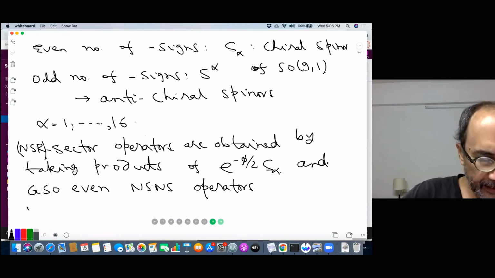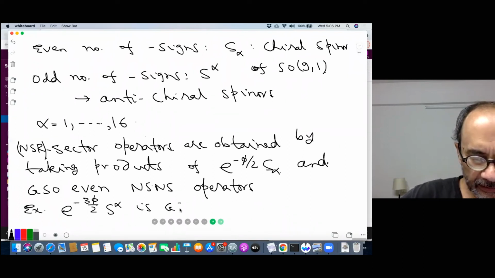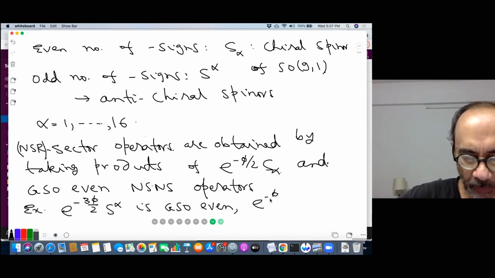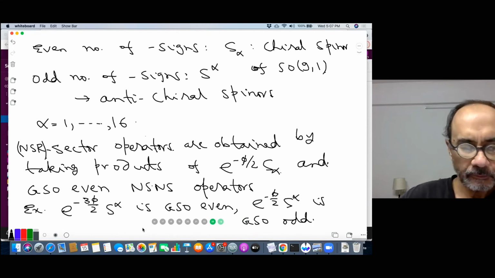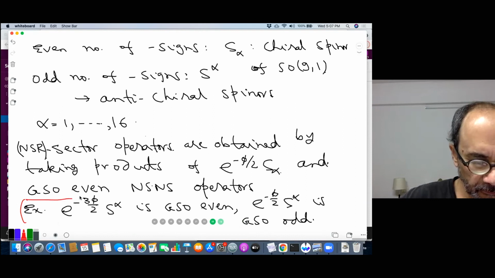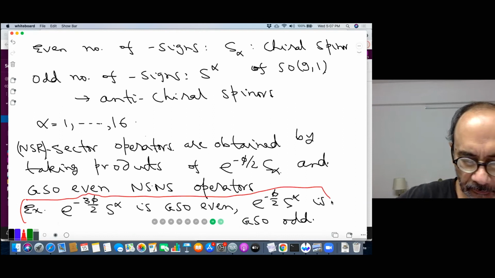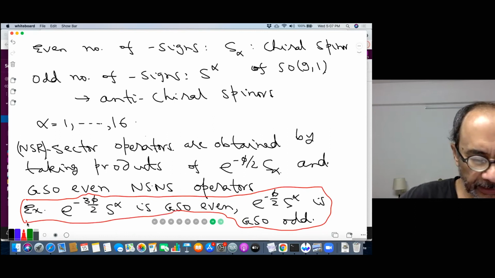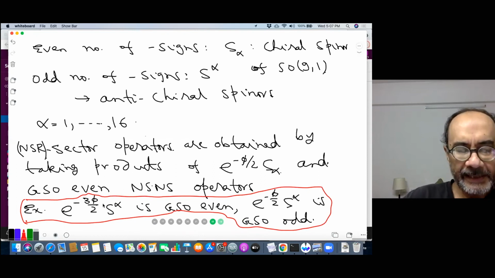So exercise: e to the minus 3 phi by 2 S alpha is GSO even. But e to the minus phi by 2 S alpha is GSO odd. The way one proves this, I'll just indicate how to prove this.